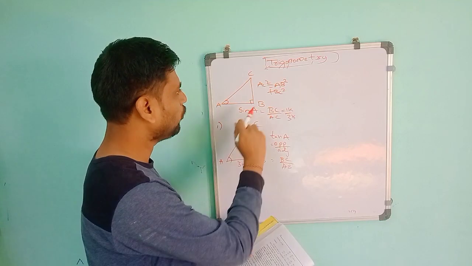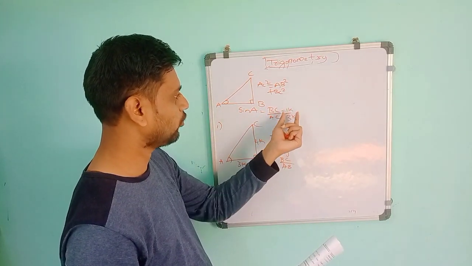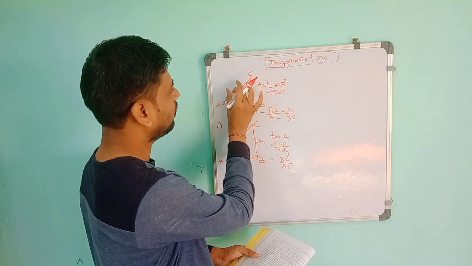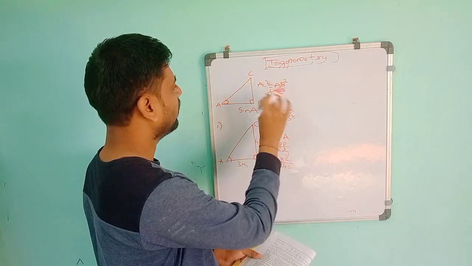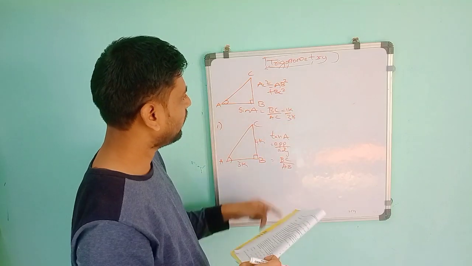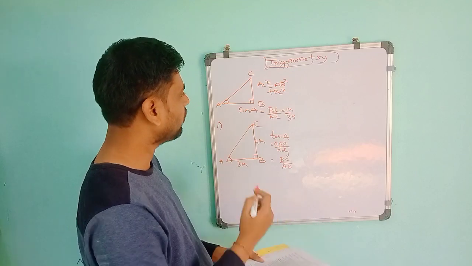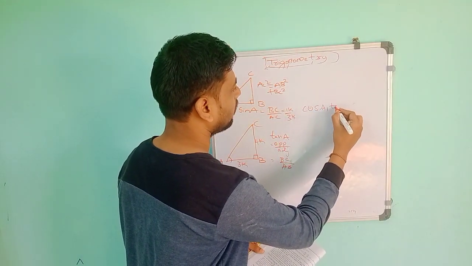They have given sin A is equal to 1 by 3. 1 by 3 means you can take a variable, so 1k or 3k. So it will be k by 3k. If you know these two sides, then you can find the AC. They have given AC as 3k and BC as k. So if you take the squares of these two, then subtract, you will get the sin A value as 1 by 3. Then you can find cos A, tan A, like that.